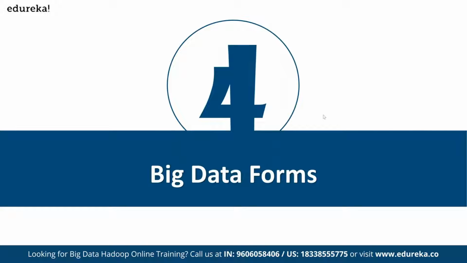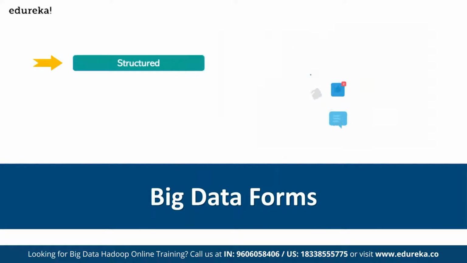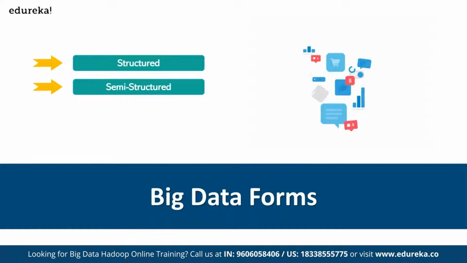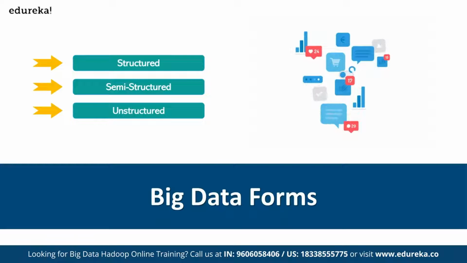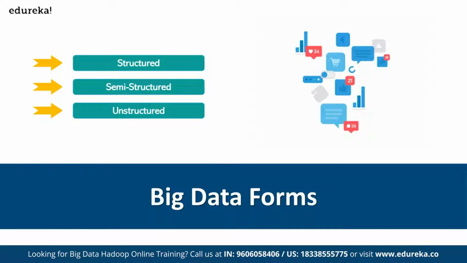Okay, let's talk about the different big data forms that we have. What are the different big data forms? First of all, we have understood what is big data, but big data also has different categories. The very first one is structured big data. The second one is semi-structured big data. And the third one is unstructured big data. Any type of big data you talk about, you will always see that big data fitting in one of these three forms.